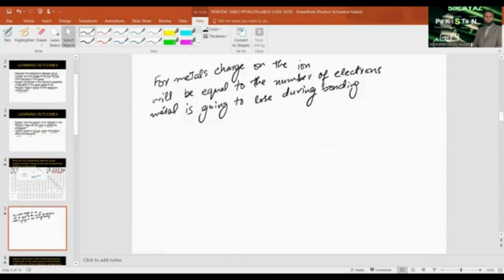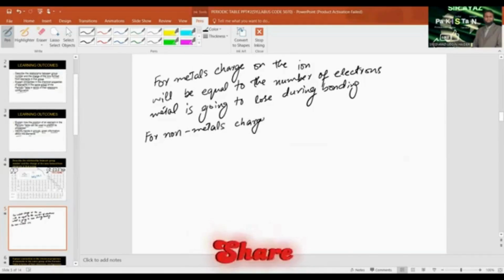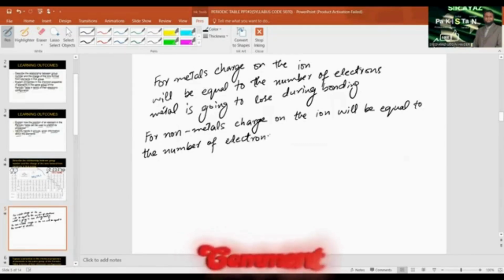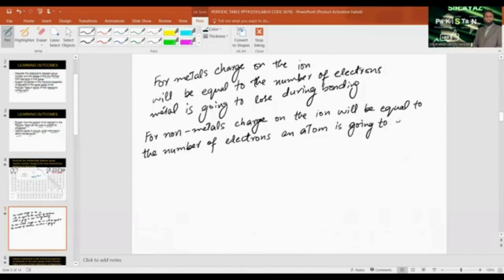For non-metals, the charge on the ion will be equal to the number of electrons an atom is going to gain during bonding.